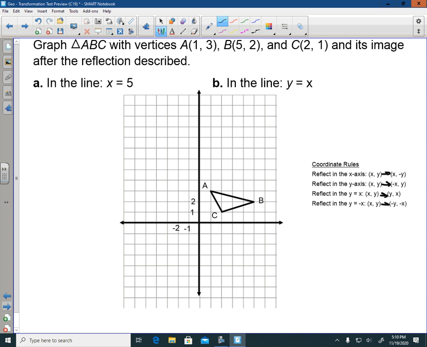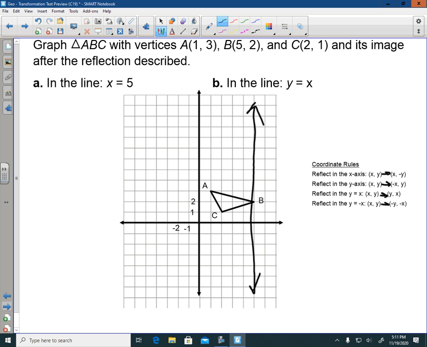And so when we look at part A, we see that we have this triangle, and we want to reflect it in the line x equals 5. And remember that in is the same as over. But x equals 5 is a vertical line where x is 5. So let's see, 1, 2, 3, 4, 5. Here is x equals 5. Okay? Now we want to reflect in that line or over that line.